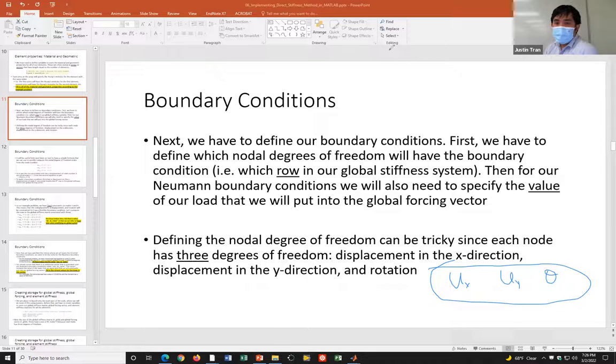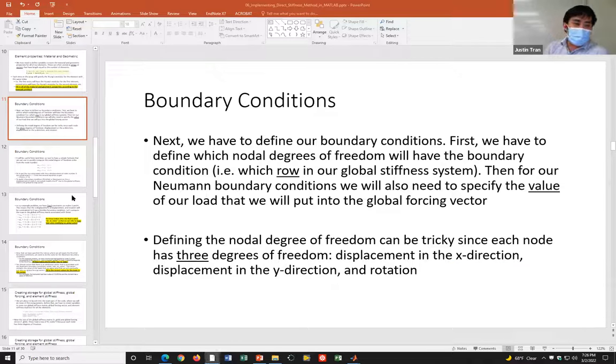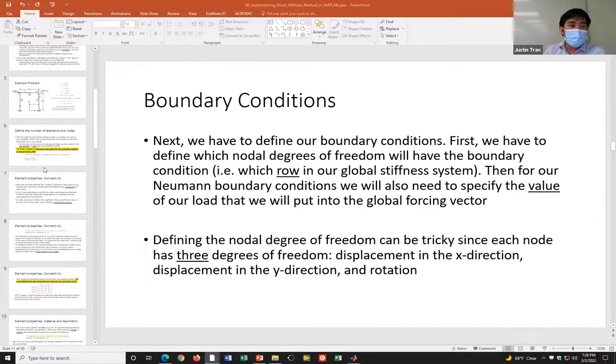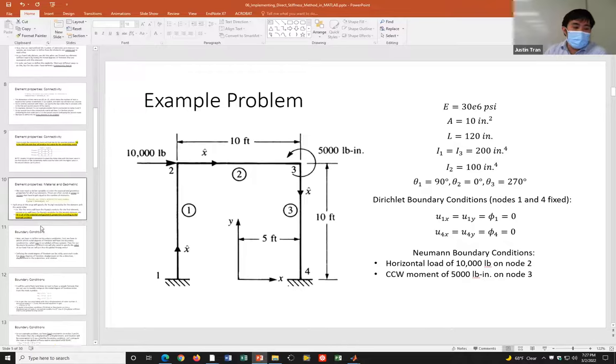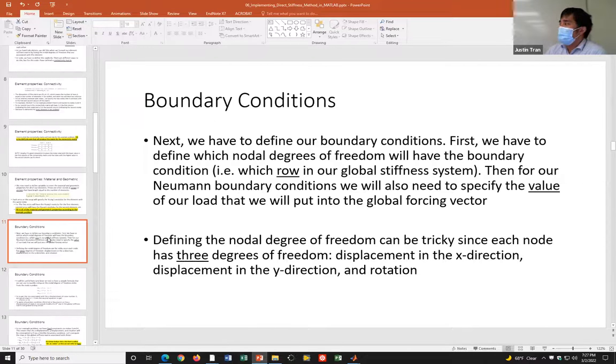In this particular problem, we're applying a Neumann boundary condition, a moment on node 3. What row in the matrix does that correspond to? You need to think about that a little bit. You have to be careful about how you specify the boundary conditions.